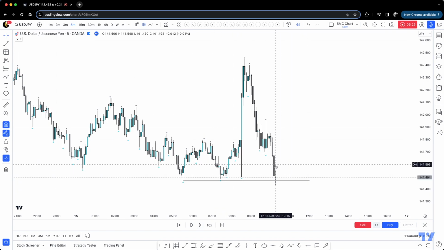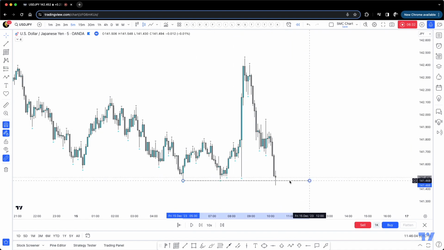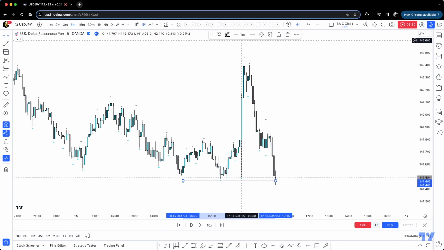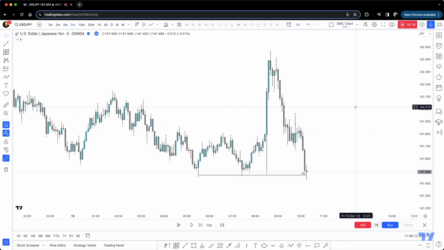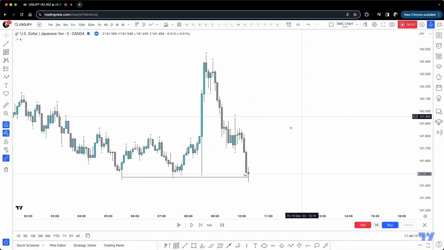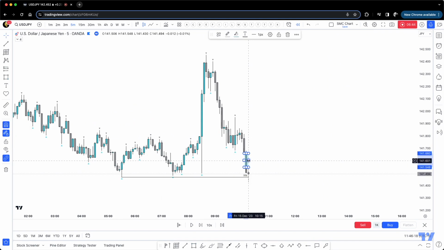So look at what's happening right here. After the news, price decides to come back down again one more time, sweeping these equal lows, right? Now, let's mark it up. This would be my sell side liquidity right here. And then you see what's happening. At this point, we have two fair value gaps right here. I'm going to mark this one. Looks like it's the bigger one.